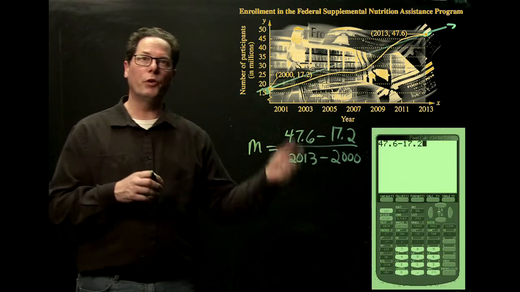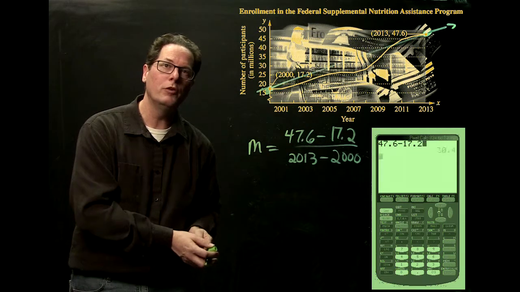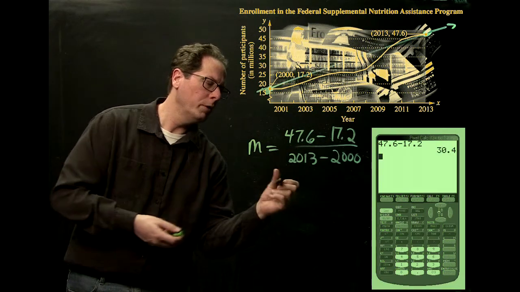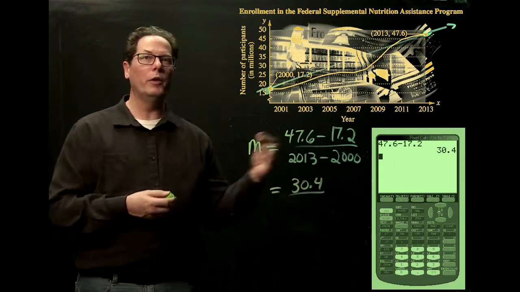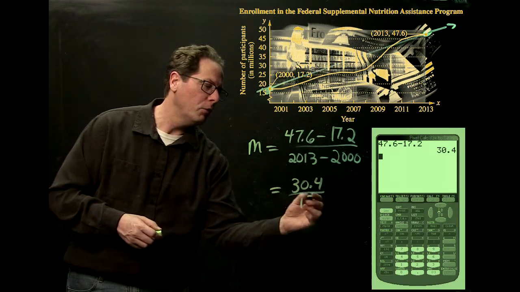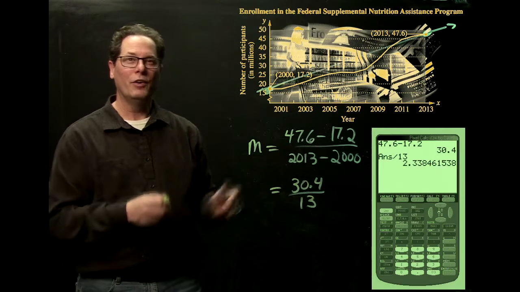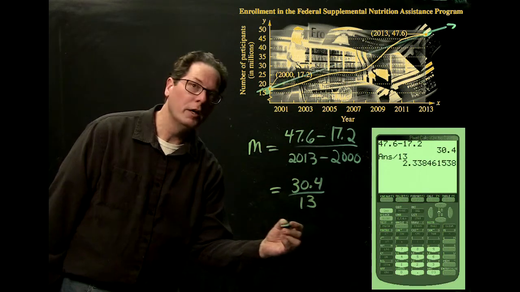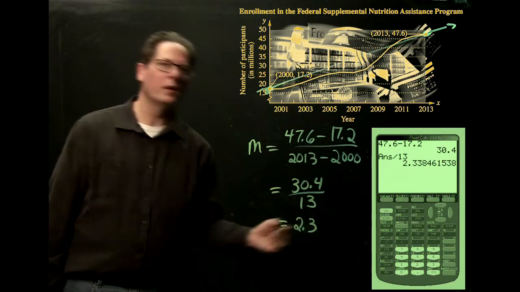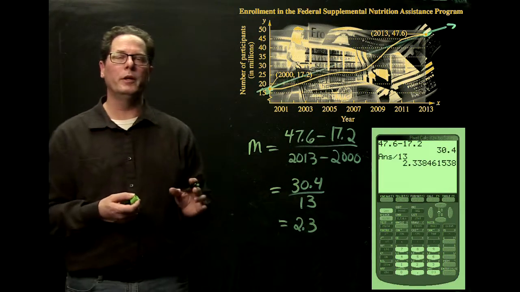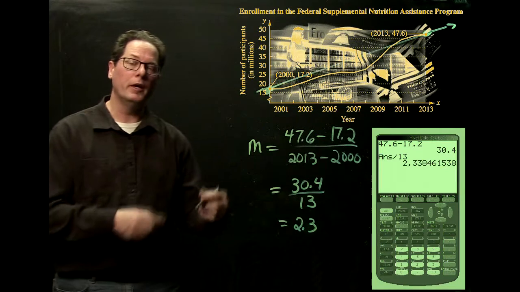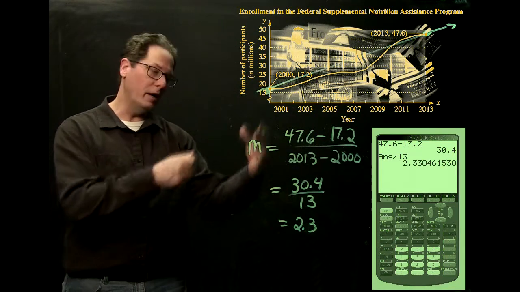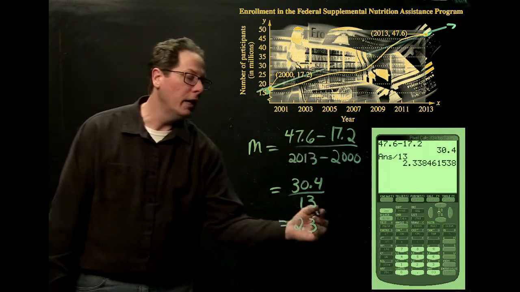So let's get out our calculator. 47.6 minus 17.2 is 30.4. Divided by, well, the denominator is pretty easy. That would be 13. If you take that and you divide, you get 2.3. Now, the units here are actually important because this is an application. We're trying to make an argument, make a statement to help make a policy decision, perhaps, in this case.